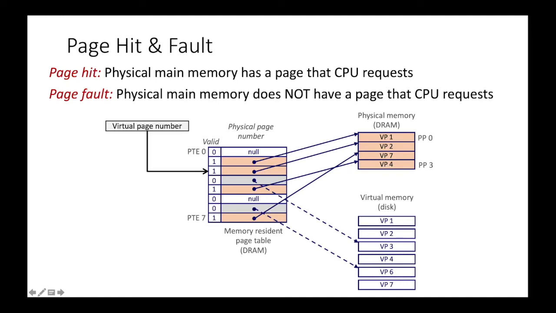Page hit means physical main memory has a page that the CPU requests, and page fault means physical main memory does not have a page that the CPU requests. In this visualized example, the page table shows that virtual pages 1, 2, 7, 4 are loaded into physical main memory, so requesting those pages will result in a page hit, and requesting other pages will result in a page fault.